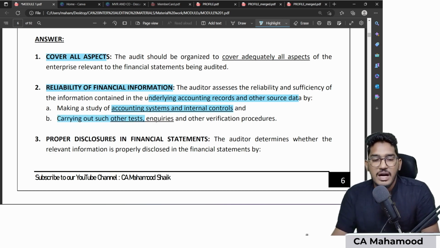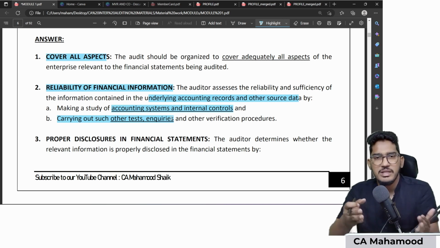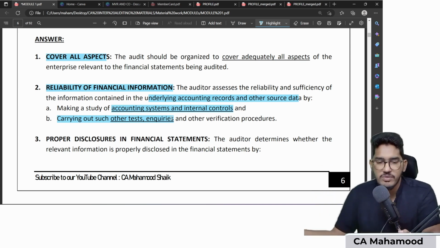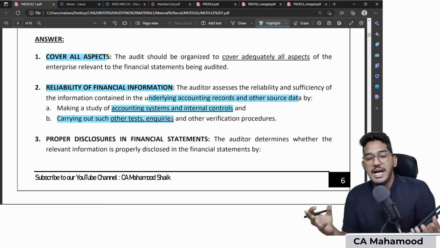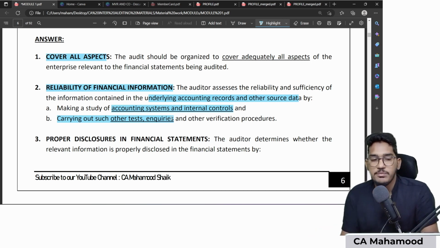Similarly, we need to carry out other testing methods, inquiries like inspection, observation, recalculation, reperformance. Many other techniques will be there, which we will cover as a part of subsequent chapters. So we need to carry out those other techniques and verification procedures to find out whether the financial information is reliable. Next, I need to check whether there are proper disclosures given in the financial statements.